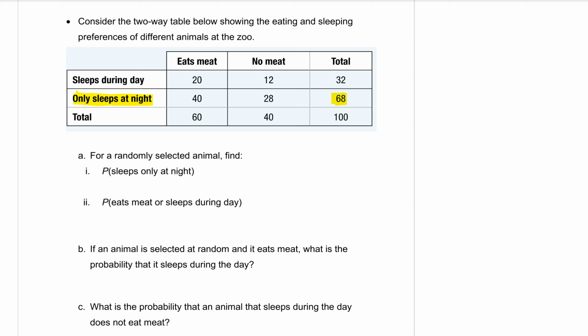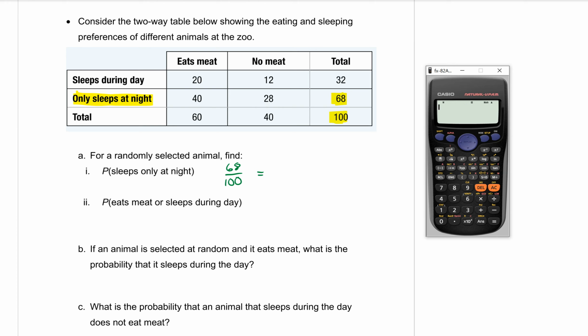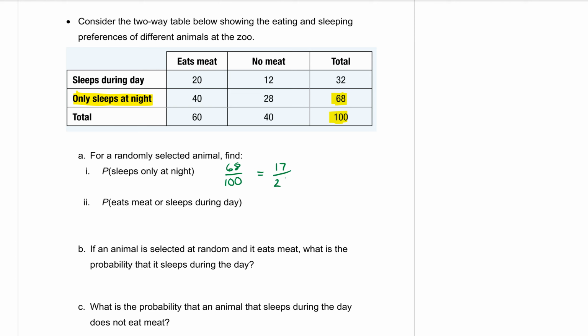So 68 out of, what is the total number of animals that we've been surveying in here? There are 100 animals in total here. So it would be 68 over 100, and then we would need to simplify that. So 68 over 100 equals 17 over 25.